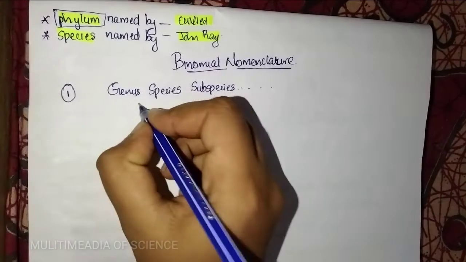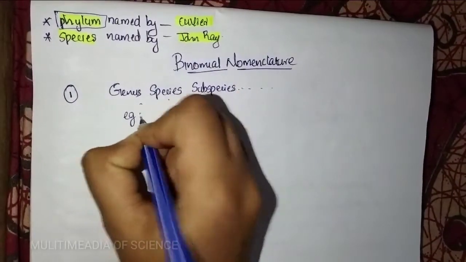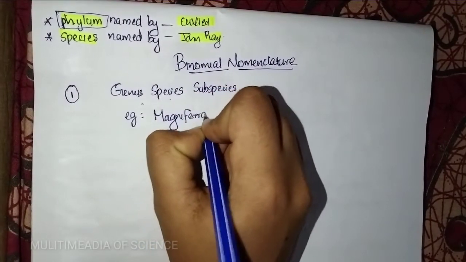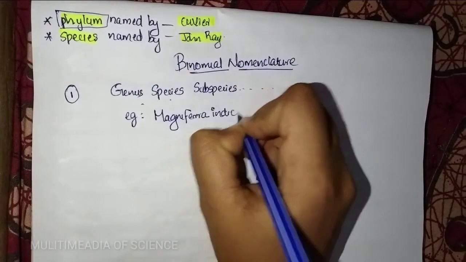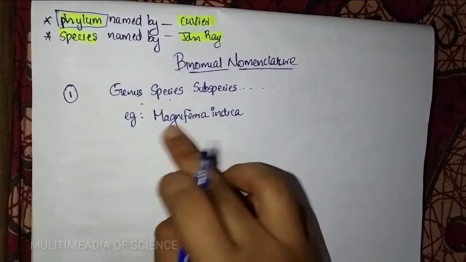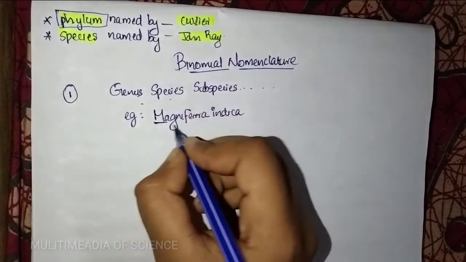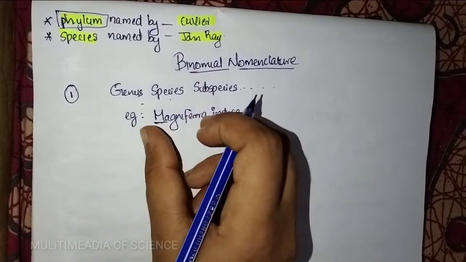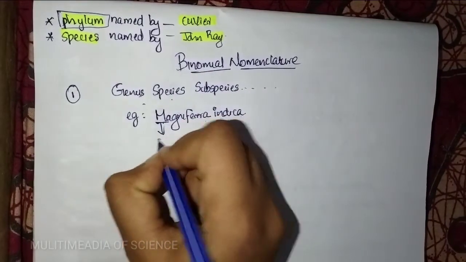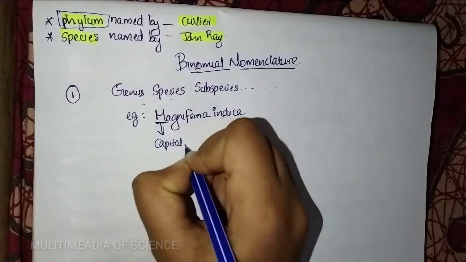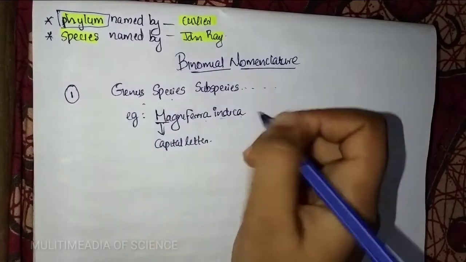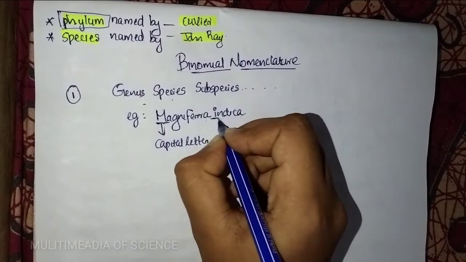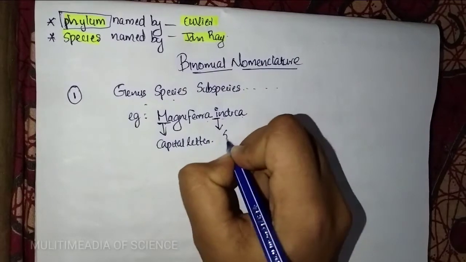For example, Mangifera indica. While writing this scientific name, this is the genus name and this is the species name. The first letter of the genus name must be a capital letter. The first letter of the species name must be a small letter.